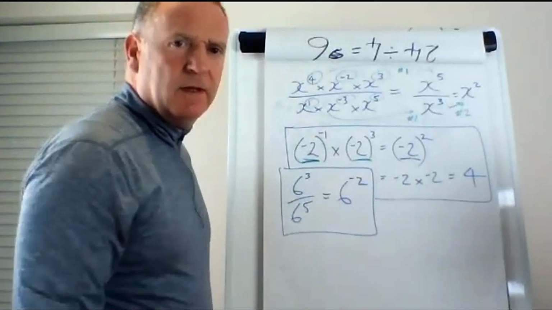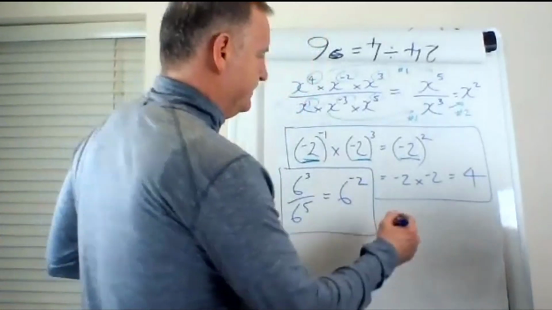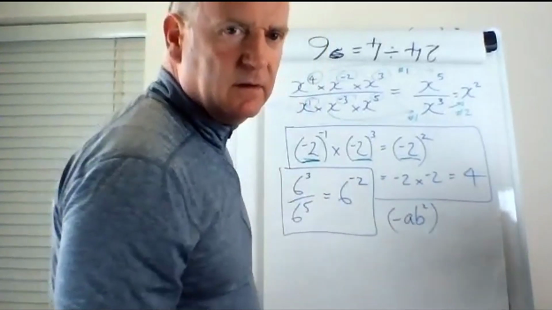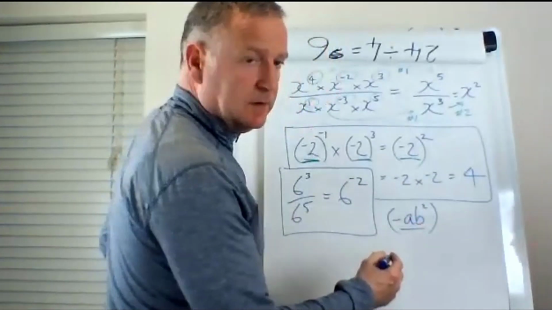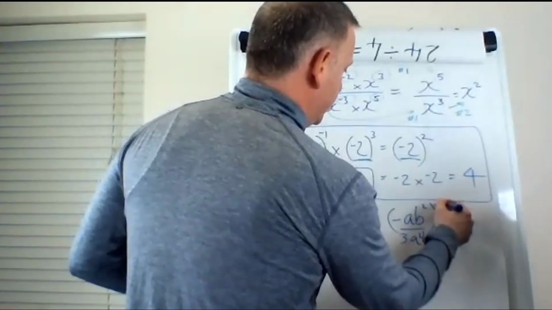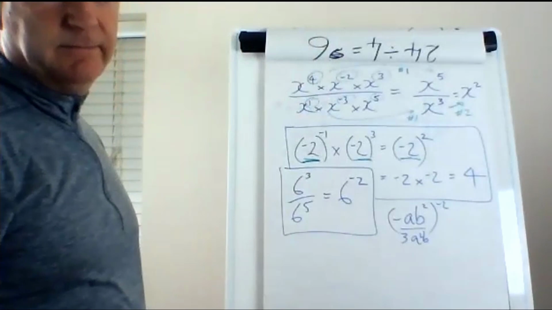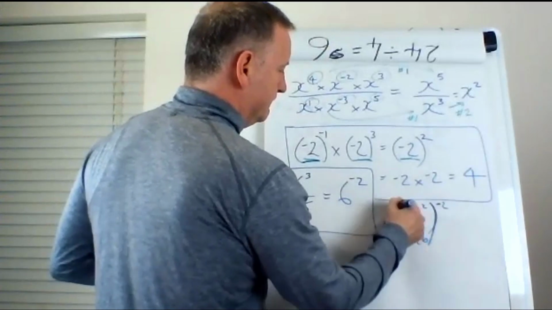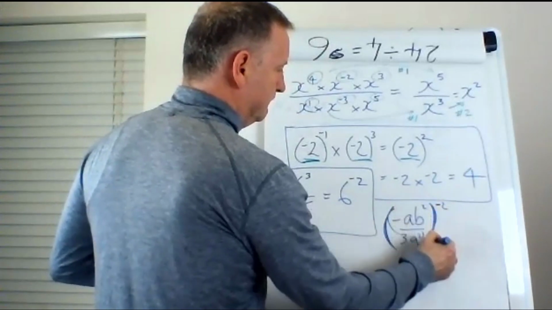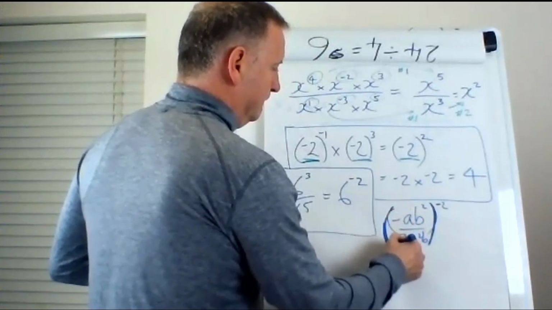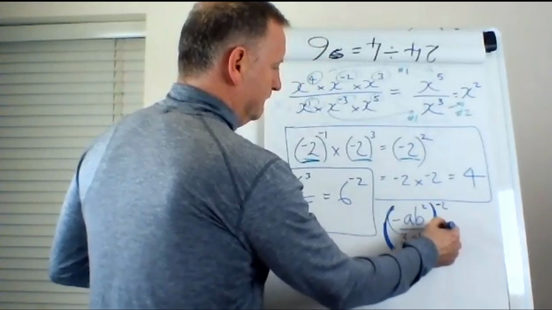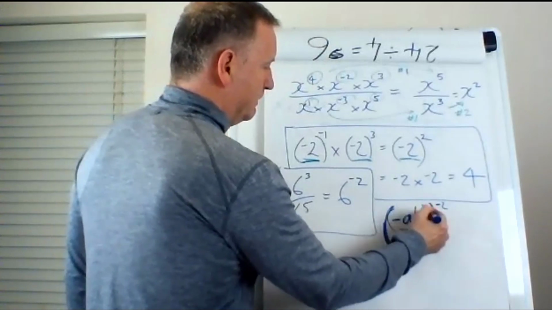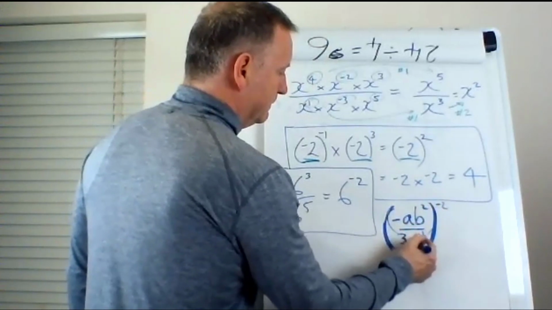Number 6. Negative AB squared over 3 A squared B to the power of negative 2. Okay? Ready? Is that right, Nathan? Have we got that correct?